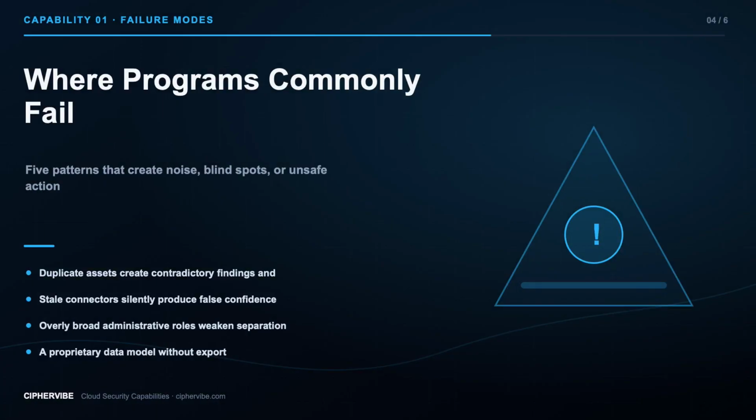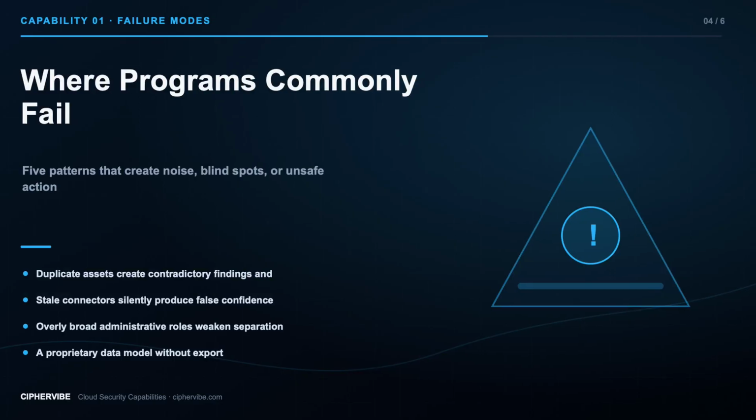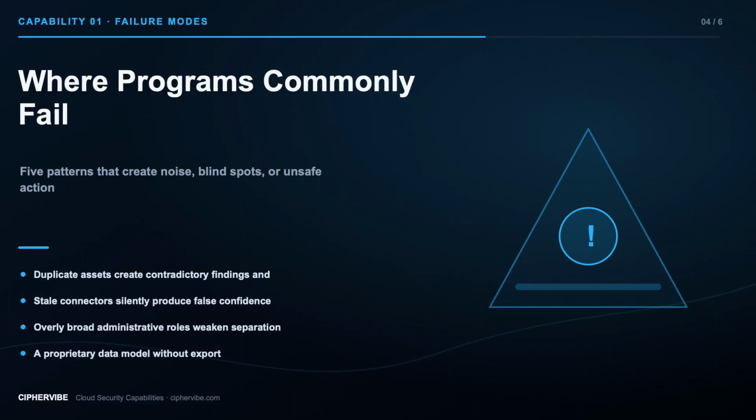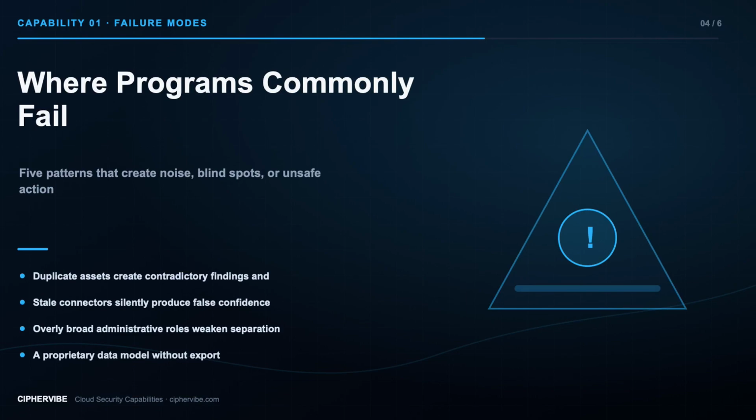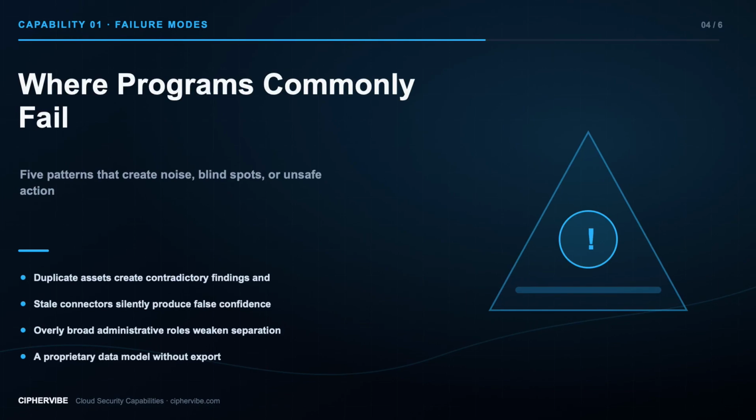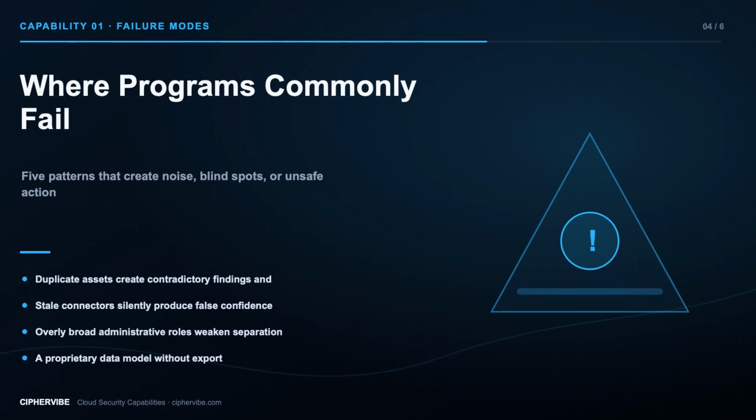The fastest way to evaluate platform foundation is to study how the capability can fail. First, duplicate assets create contradictory findings and make executives distrust every dashboard.